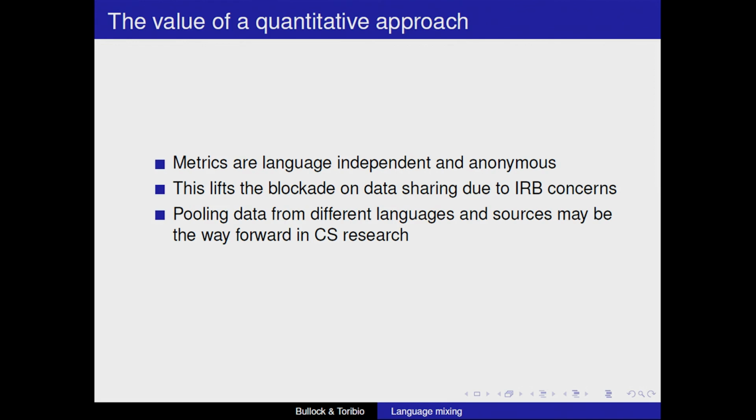But if these metrics are language independent and anonymous, then this should lift the blockade on the IRB and sharing. So there's no reason people can't share tagged data with us. We just need the annotations. We don't need the language. And so pooling resources from different languages gives us more information than if we're working with only one data set. Arguably, it might be more valuable to have 300 small data sets than one large one of code switching.